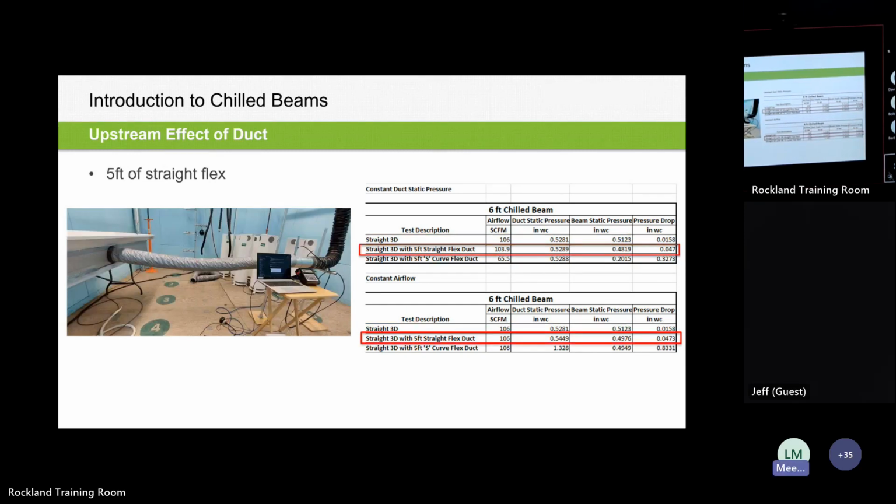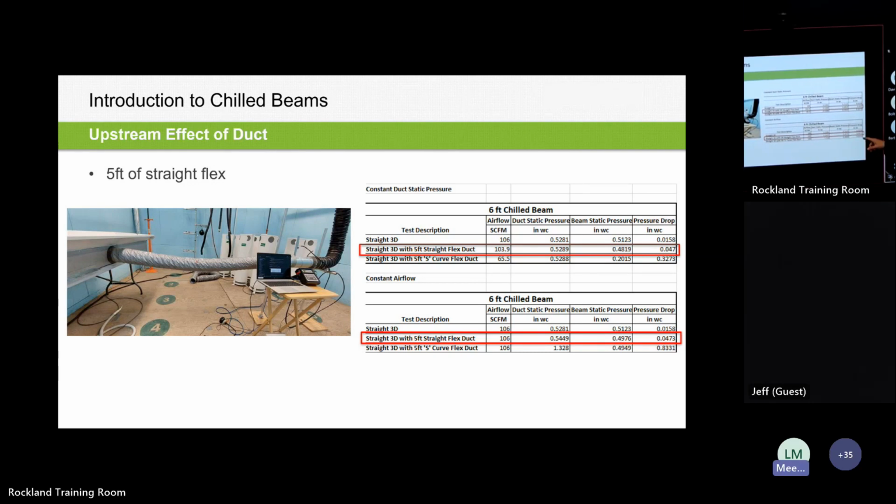So straight duct with flex, you can see here, again, I know this is hard if you've got the paper in front of you, that might be a little easier to read. But you can see the pressure drop going from 3 diameter straight duct to some amount of flex duct. So we've got 5 feet of straight flex duct. The pressure drop went up threefold just by switching to those different types of ductwork. And it's very common for chilled beams to have flex duct connecting up to the inlet itself, because you might have round inlets or oval inlets.